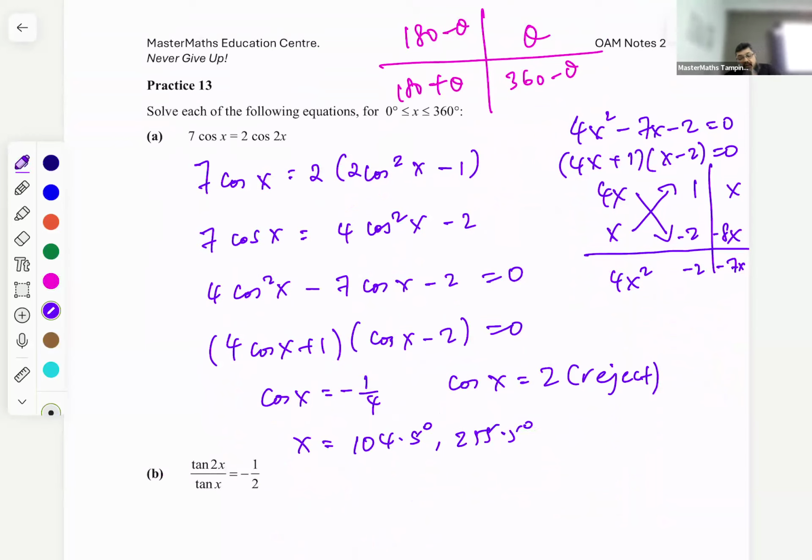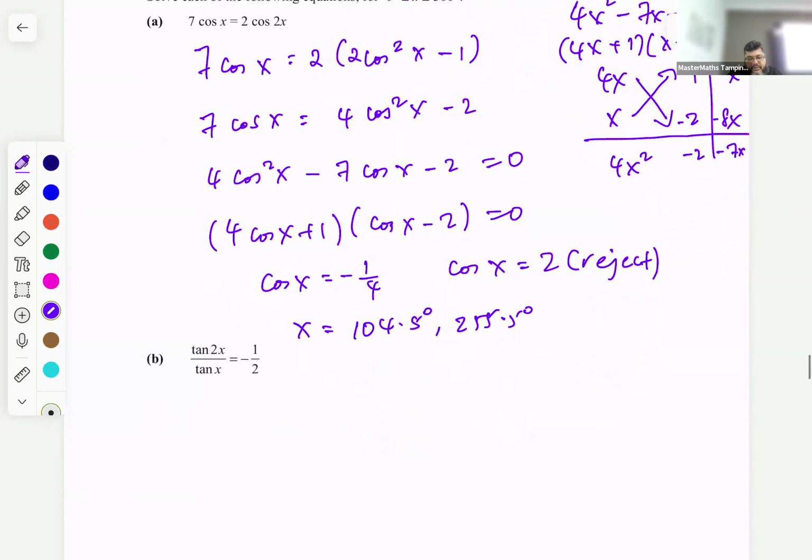255.5 degrees. Yes. Okay. Always check your answers, please. Every time you get an answer, put it back inside the equation and see whether this answer is equal to this answer. Make sure you check. Once you check, you're confirmed, you're happy, and you're not going to come back to this question anymore. Once you're done, go to the next one.